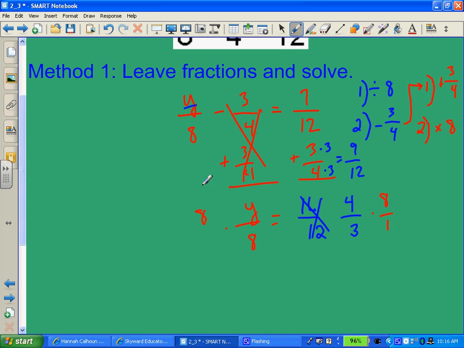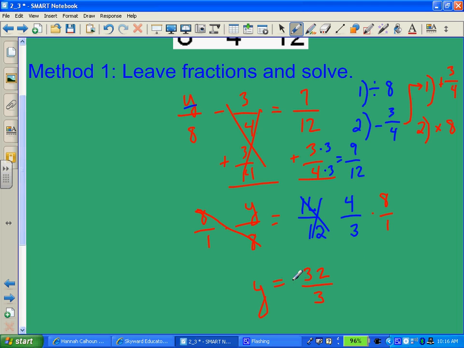Remember, a whole number is just, if you turn it into a fraction, you put it over 1. So over here, my 8's cancel, I just have y. Over here I got 4 times 8, which is 32. And 3 times 1, which is 3. Okay? So I have 32/3 as my answer.